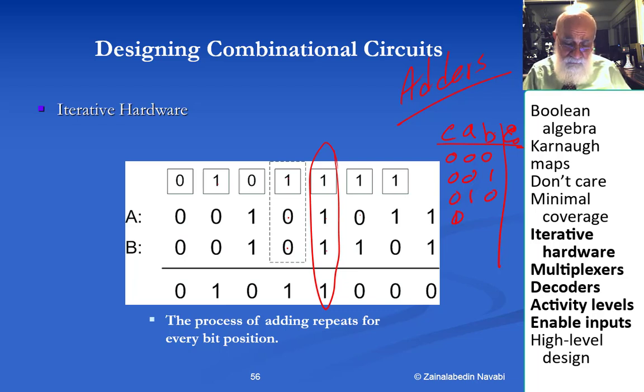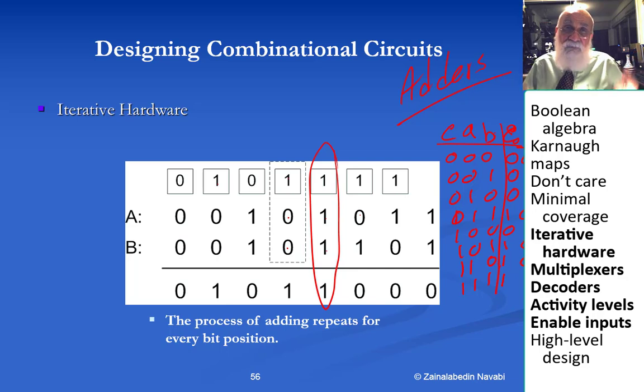0, 0, 0 adds to sum of 0, carry of 0. 0, 0, 1 gives sum of 1, carry of 0. 0, 1, 1 becomes a 1, a 0. 1, 0, 0 becomes a 0, 1. 1, 0, 1 becomes 1, 0. 1, 1, 0 becomes 1, 0. 1, 1, 1 becomes 1, 1. Okay?